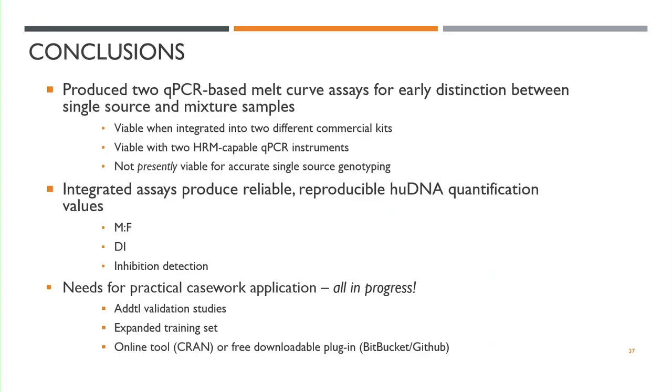We have this assay functioning within 2 different commercial kits. We are able to determine pretty consistently and with high accuracy rates whether a sample is single source or mixture at the quantification stage. And we're able to do so without impacting the kit's ability to accurately quantify human DNA. And with the trio specifically, we also are able to do that without altering the other supplemental information that you get from that kit.